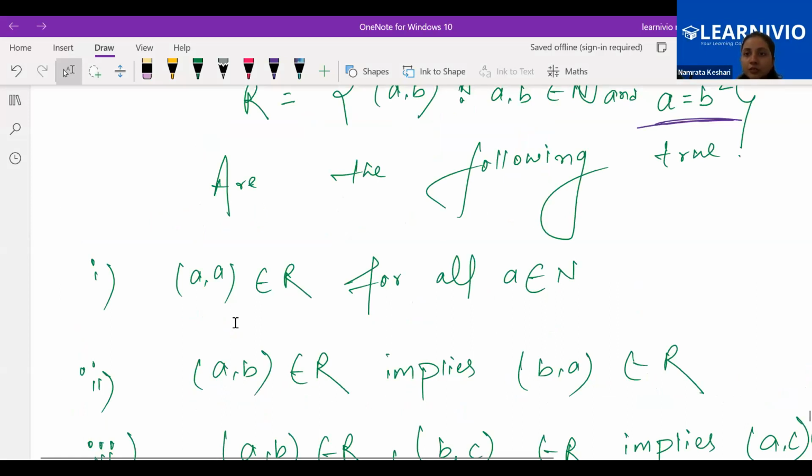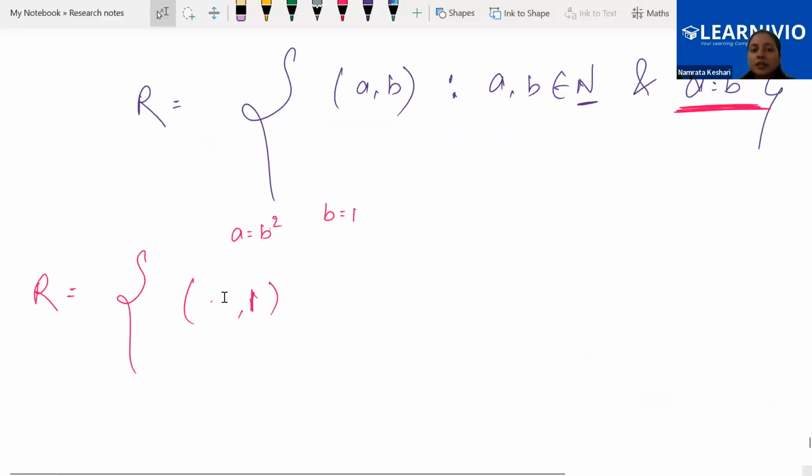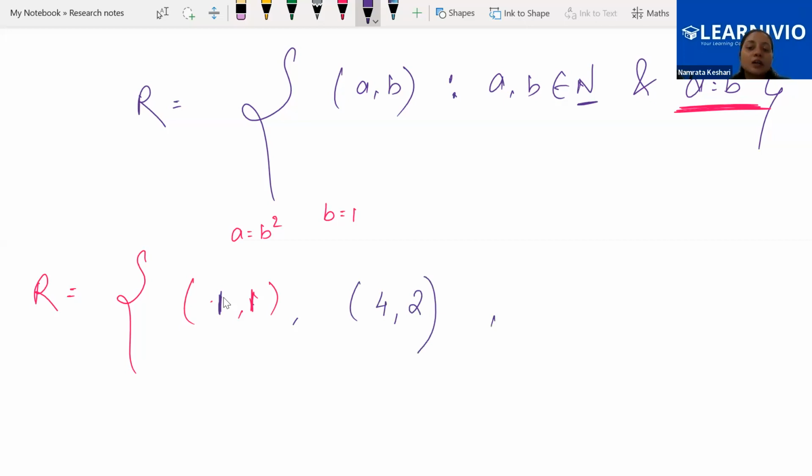Okay, let's move. Let's write a few ordered pairs. A is B square, and A and B both are natural numbers. If B is the first natural number, A will be its square. If B is the second natural number, A will be its square. If B is the third natural number, A will be its square, and so on. Like this, we get the ordered pairs.